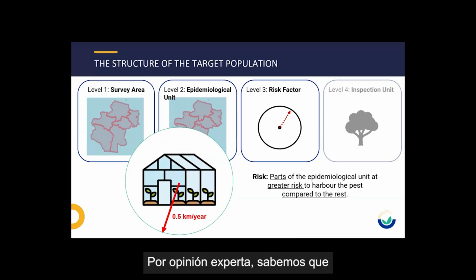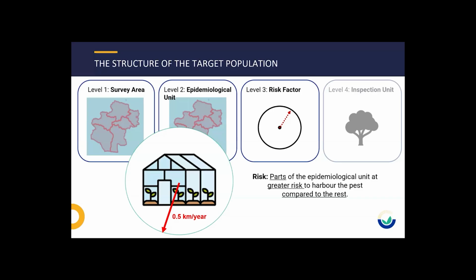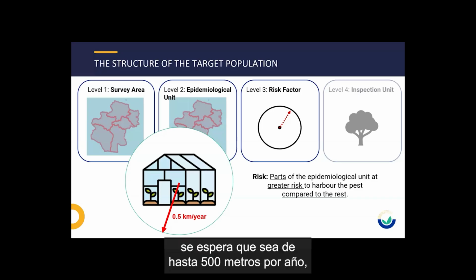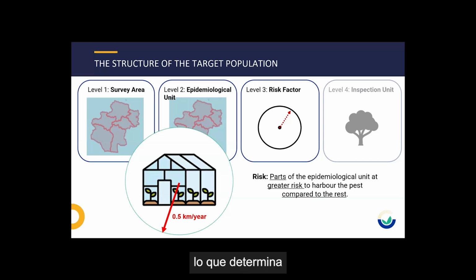We have from expert knowledge elicitation already that the annual spread of this insect is expected to be up to 500 meters a year, which determines the area of greater risk that we can explore later.